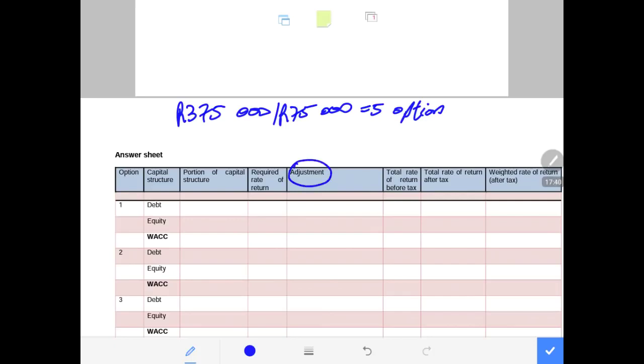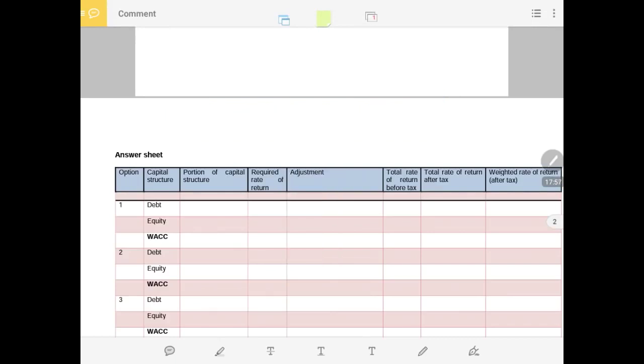That is what the adjustment column is all about. Then after we have the total rate of return before tax, then the rate of return after tax, this becomes the weighted average cost of capital after tax for each of the funding instruments. So now let us start with the first option.